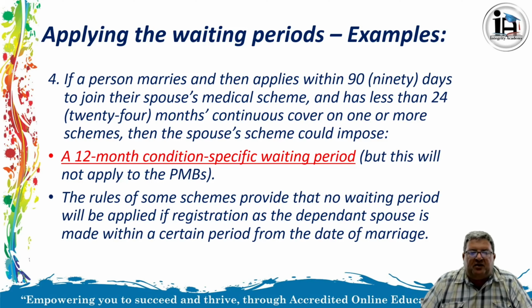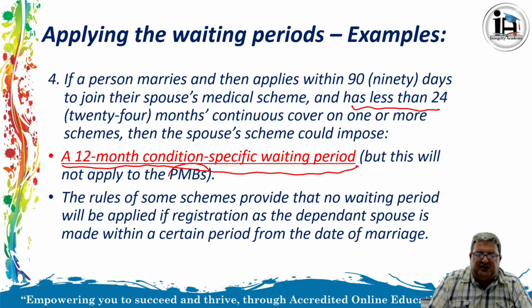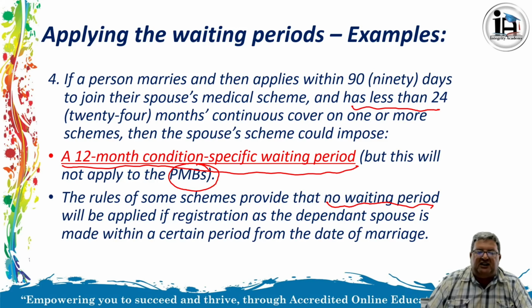Four. If a person marries and then applies within 90 days to join the spouse's medical scheme and has less than 24 months continuous cover on one or more schemes, then the spouse's scheme could impose a 12-month condition-specific waiting period. This will not affect the PMBs. The rules of some schemes provide that no waiting period will be applied if registration as a dependent spouse is made within a certain period from the date of marriage.